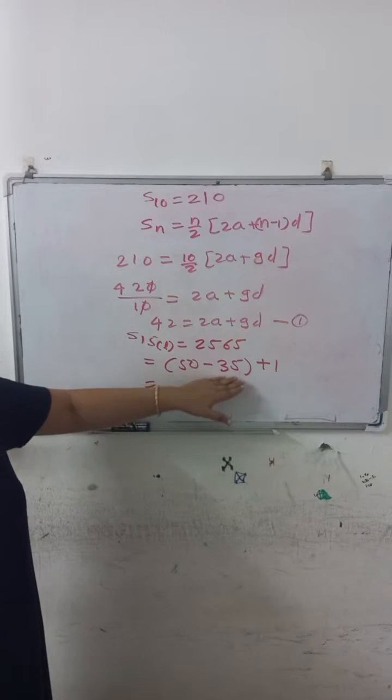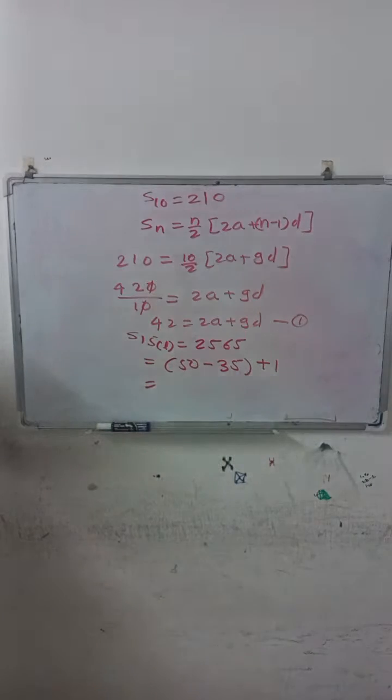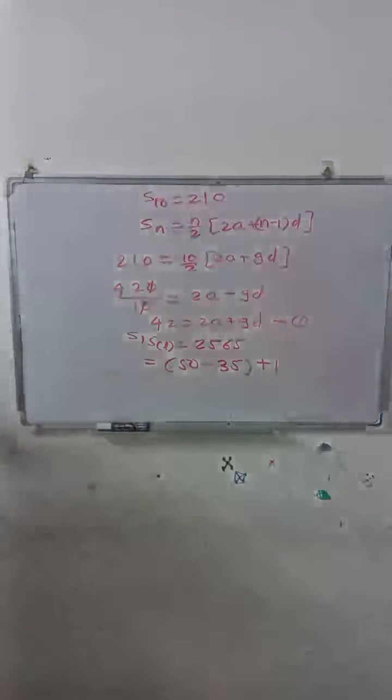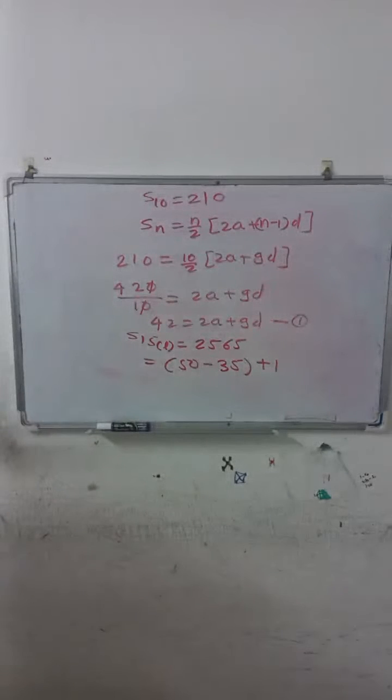50 minus 35 plus 1, that is nothing but what? You are getting the 36th term. Okay, so the 36th term, but here we are subtracting 35 and adding 1. That means we are getting the 36th term here. So the 36th term, A36. Right, here, sorry, not A36. We can write, yeah, first 15 terms they are asking, no?